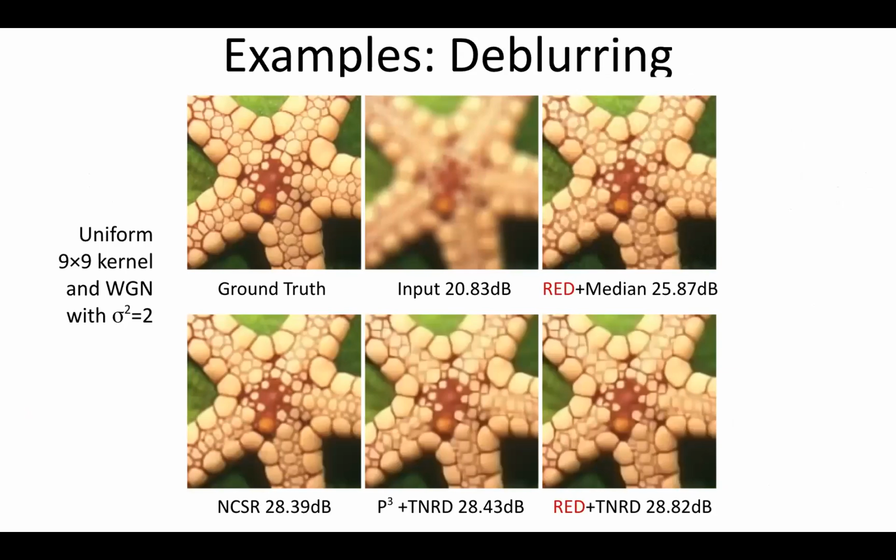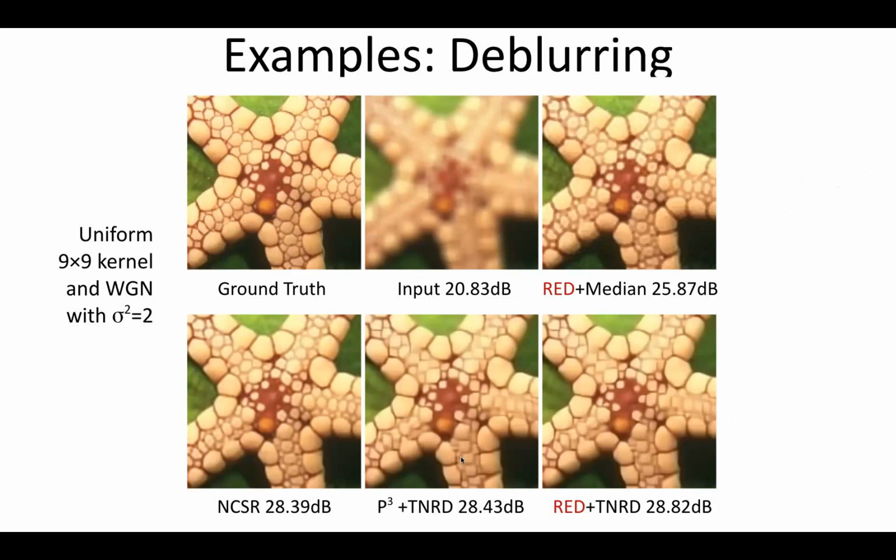Okay, so let me show you some examples. The top left image is the ground truth. The middle top image is the blurred version. Our reconstructions are the two on the right-hand side, using a median filter as the denoiser and then using TNRD as a denoiser. The image on the bottom middle is using a method called plug and play.